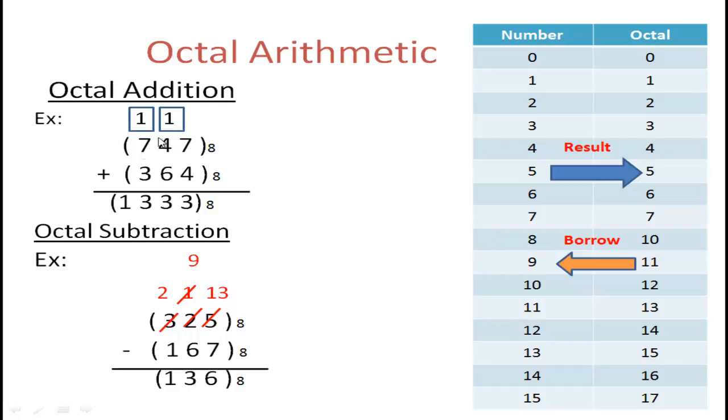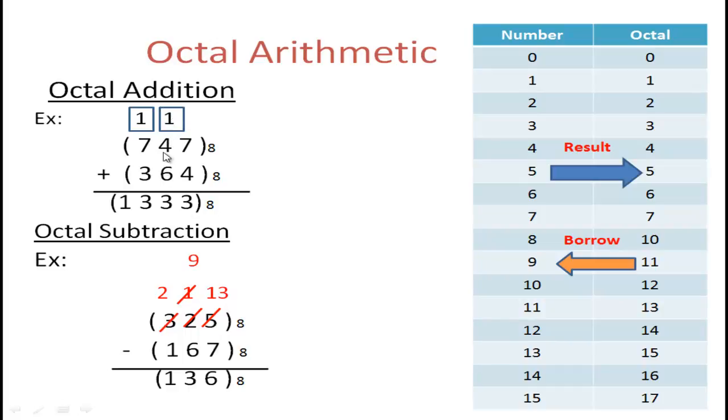The example is here: 747, this subscript 8 means it is an octal number, and 364, also an octal number. That means we have to add these two octal numbers. Now start adding. 7 plus 4 is 11, but 11 is represented as 13 in the octal number system. So it is 3 here, 1 carry.